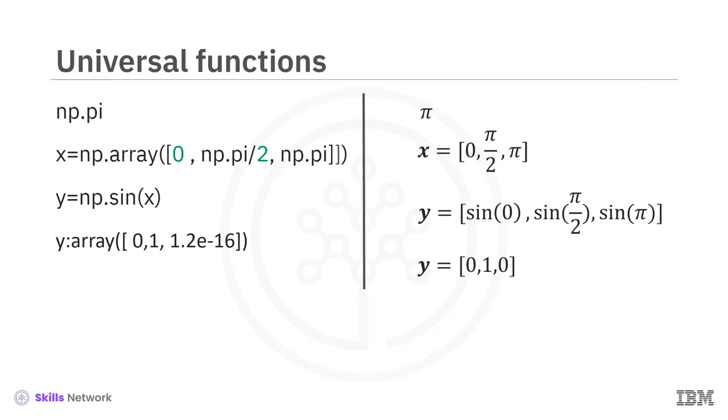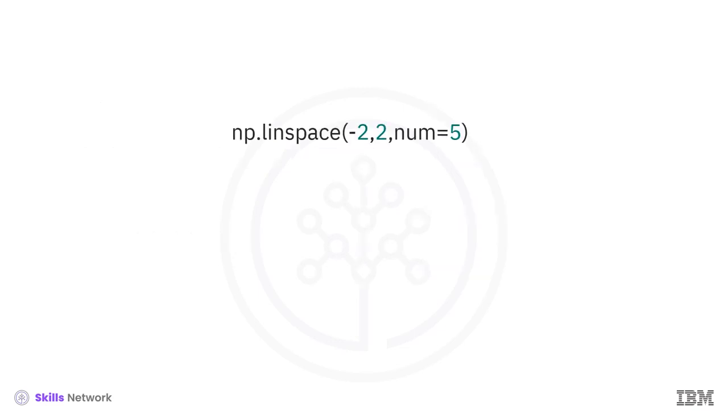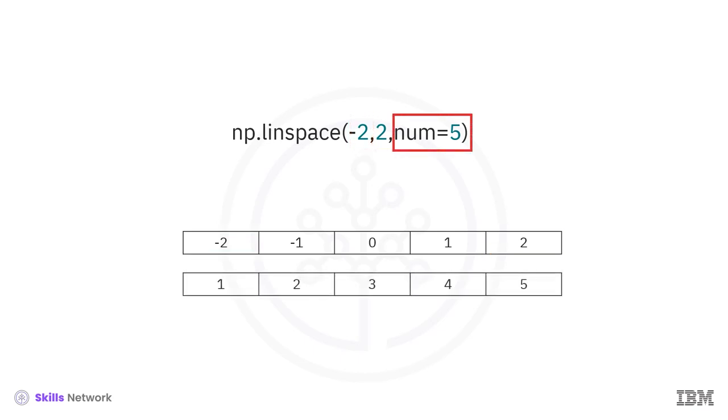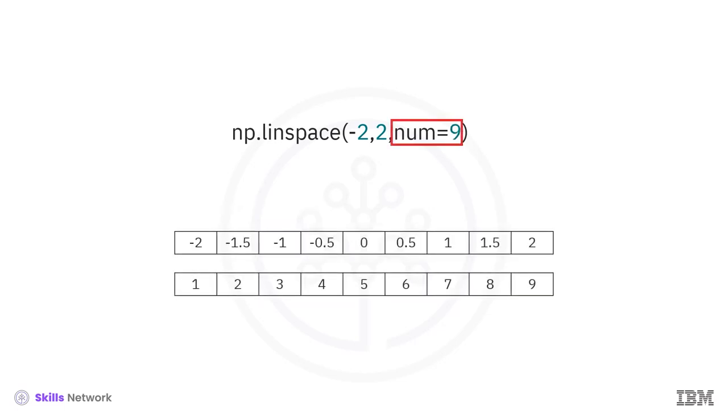A useful function for plotting mathematical functions is linspace. Linspace returns evenly spaced numbers over a specified interval. We specify the starting point of the sequence and the ending point of the sequence. The parameter num indicates the number of samples to generate. In this case, 5. The space between samples is 1. If we change the parameter num to 9, we get 9 evenly spaced numbers over the interval from -2 to 2. The result is the difference between subsequent samples is 0.5 as opposed to 1 as before.